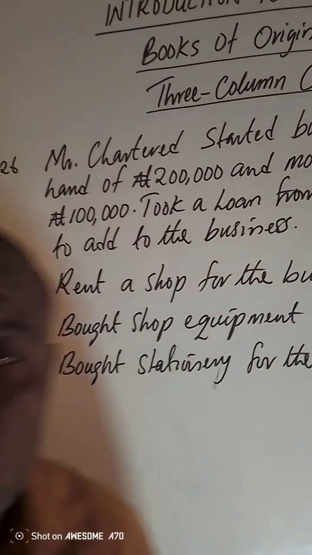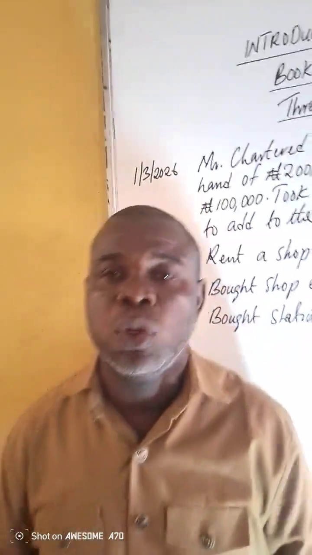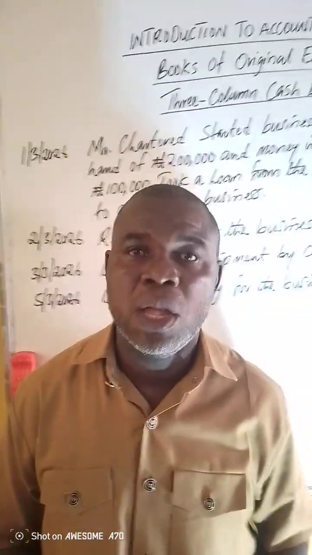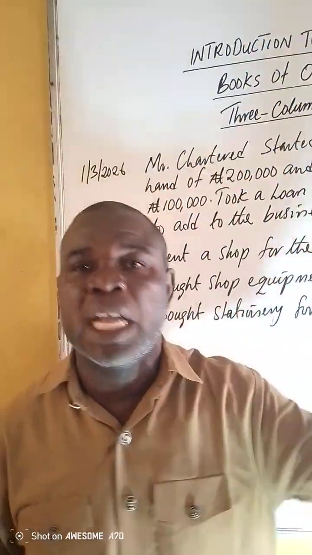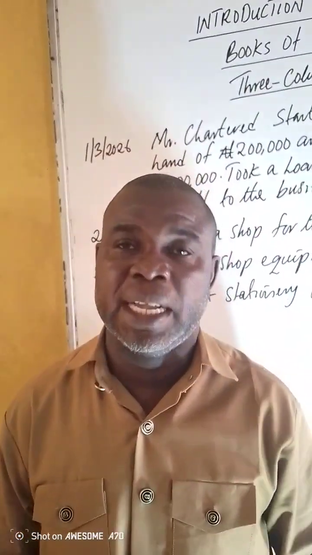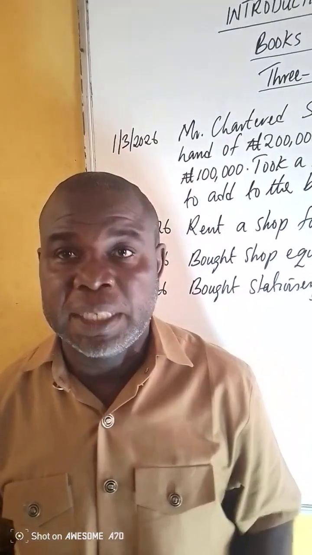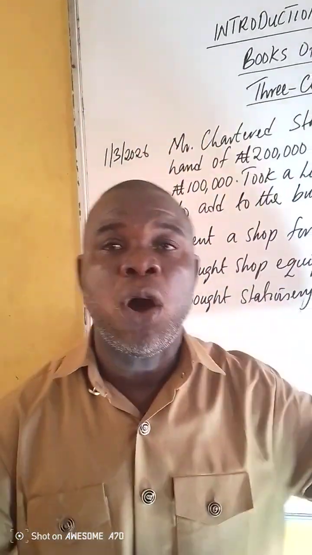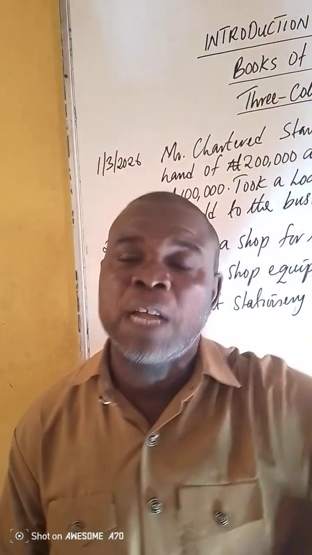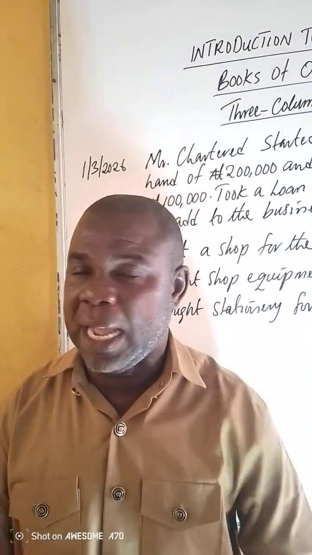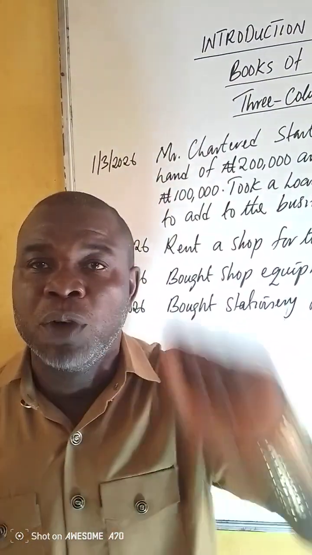Here, mind you, the cash book has just two fundamental principles. All cash received and check received are debited in the cash book, while all cash payments and check payments are credited in the cash book. Please hold the principle very, very tight.